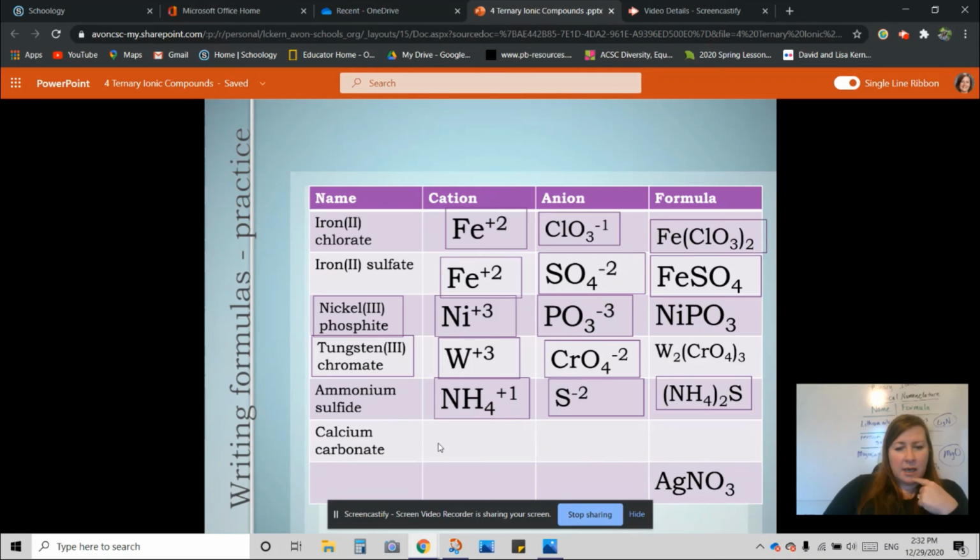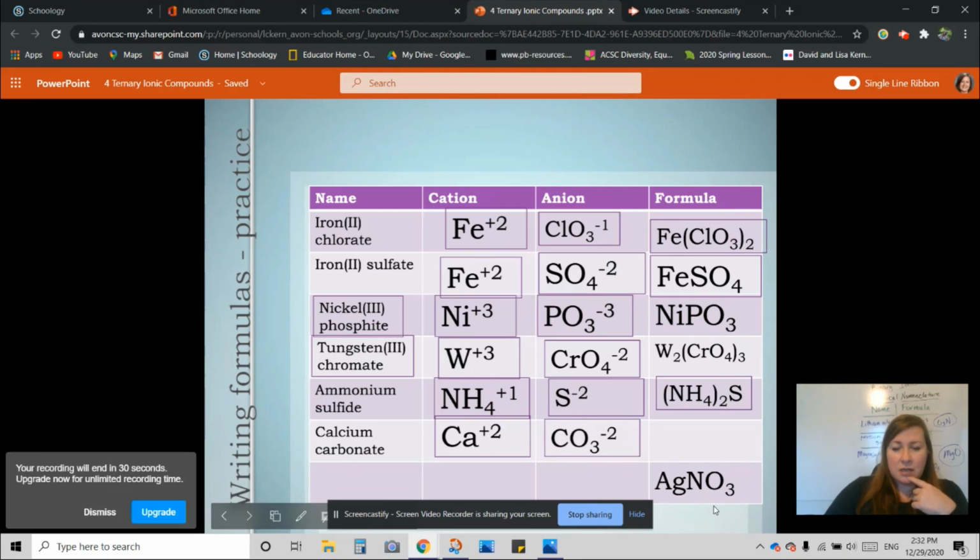Calcium carbonate. Calcium is a metal, and it's got a +2 charge. And then carbonate, that "ate" ending tells us we've got to look on the polyatomic ion sheet. So there's that. And we're going to balance our charge pretty quickly. Ca +2, CO3 -2 makes CaCO3.